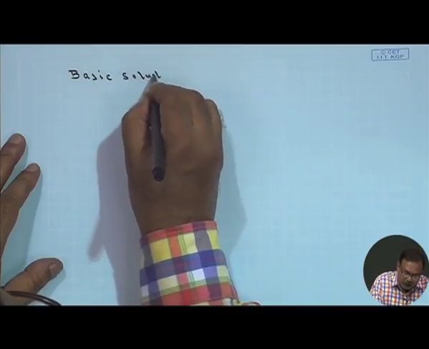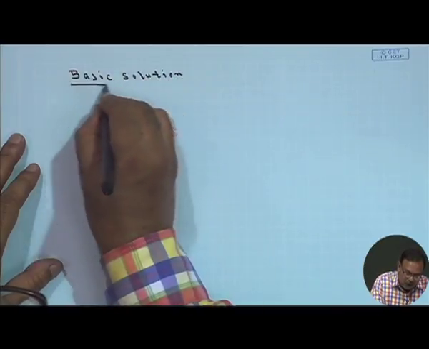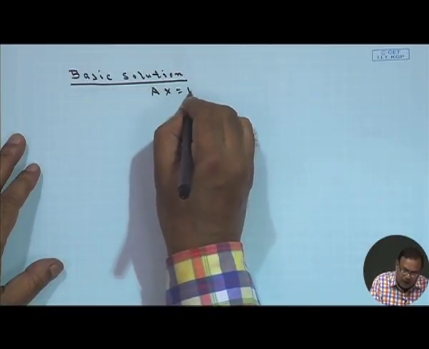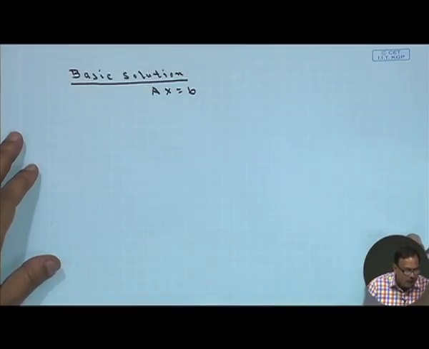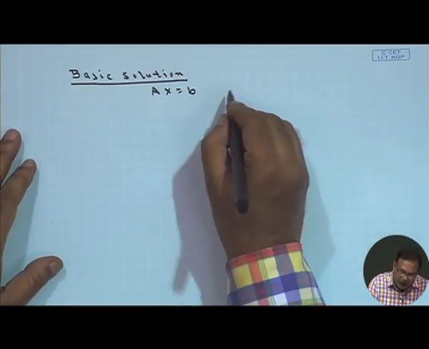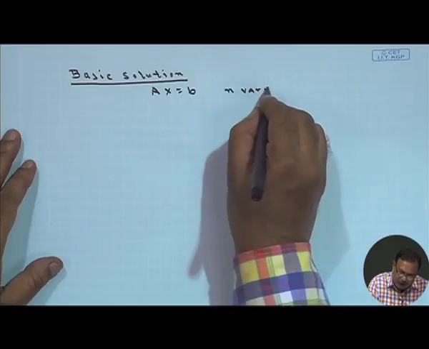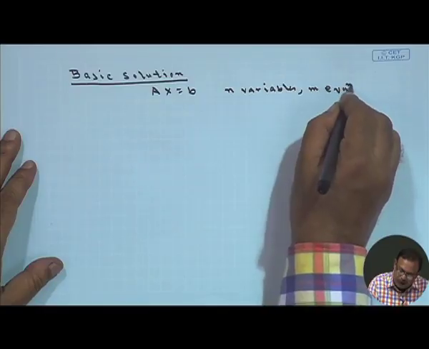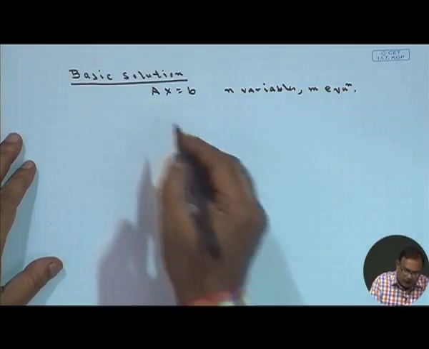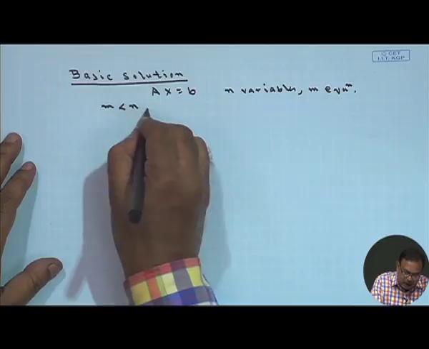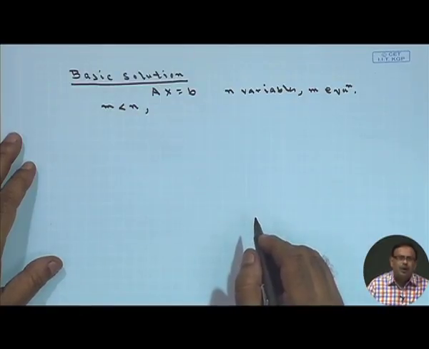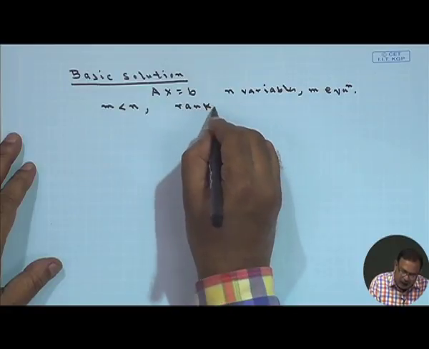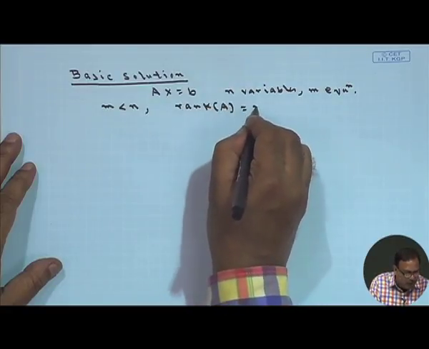Let us come to the basic solution of that system of equations. You have a system of equations Ax equals b with n variables, and you have m equations. We are assuming that m is less than n, that is, the number of equations is less than the number of variables, and the rank of the matrix A is equal to m.